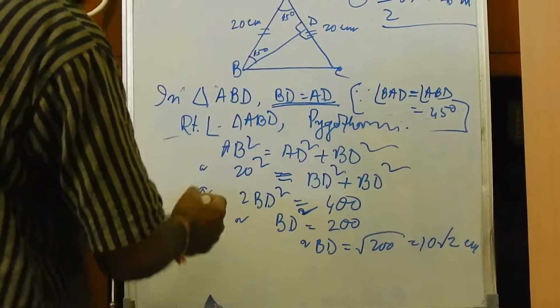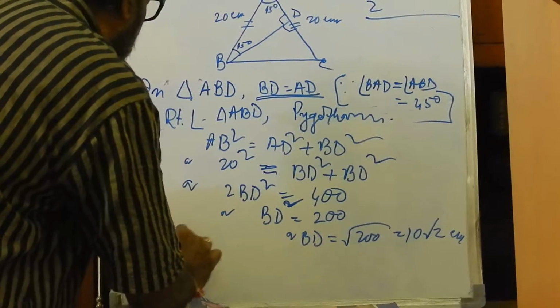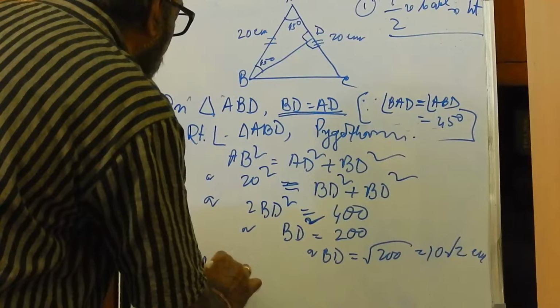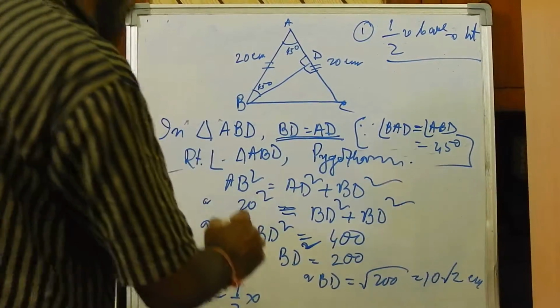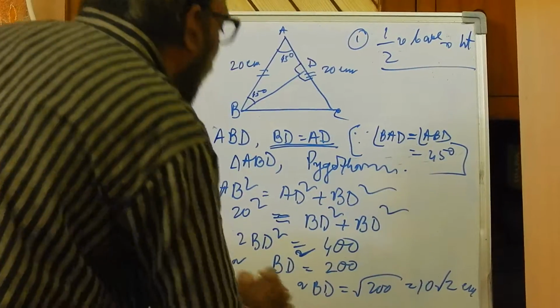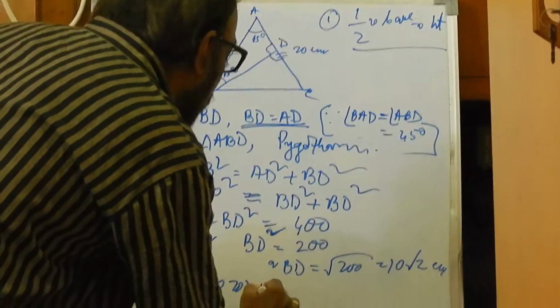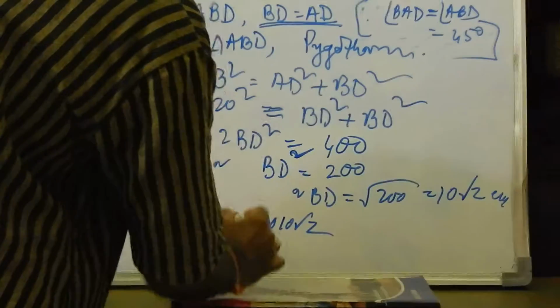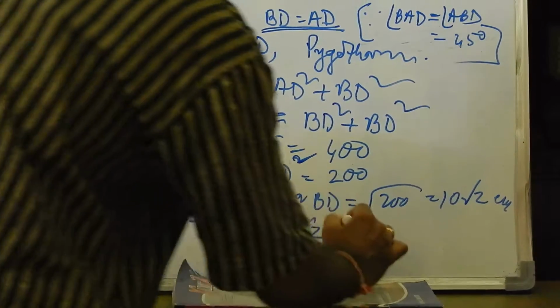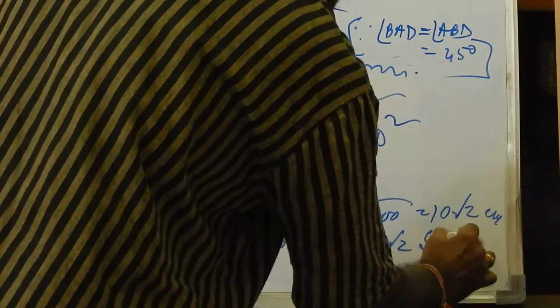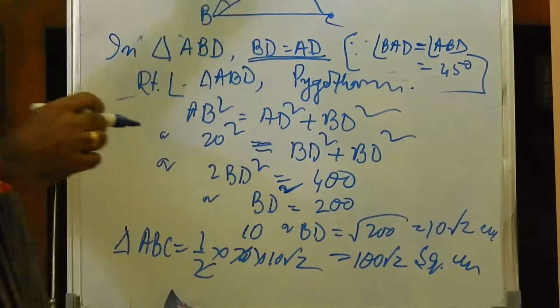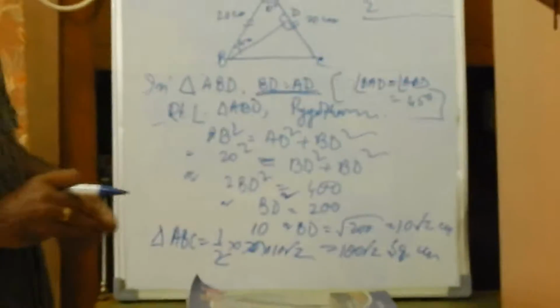Now it is very easy, you can easily find the area of ABC, equal to half into the base AC, which is 20, and the height, 10 root 2, which we found now. So 100 root 2 square centimeter is the area of the triangle ABC.